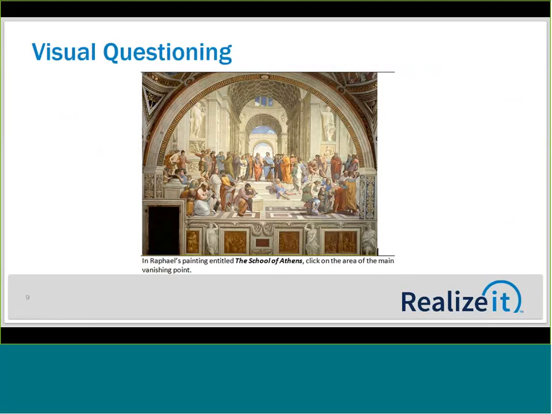Okay, so there's visual questions, and it's known as point and click in our system. But basically, you can use images. This, of course, is from an art appreciation class, as you can imagine, and this is hot-spotted. So the student must click on the right place or the correct place on this particular picture where the vanishing point is. They've already had the discussion on the vanishing point. They've been shown several art pieces in the vanishing point. Now they're being asked that question.